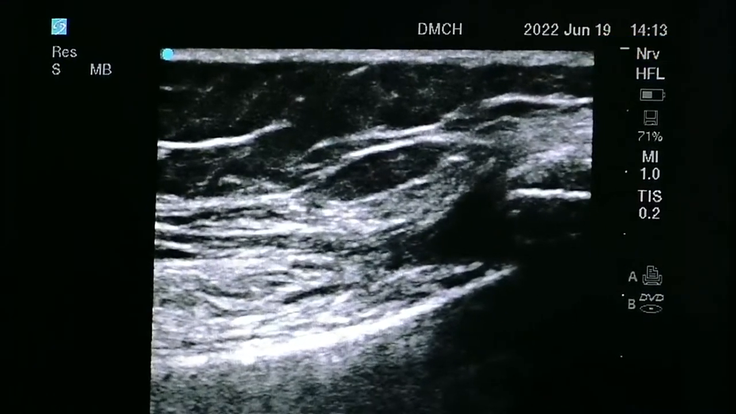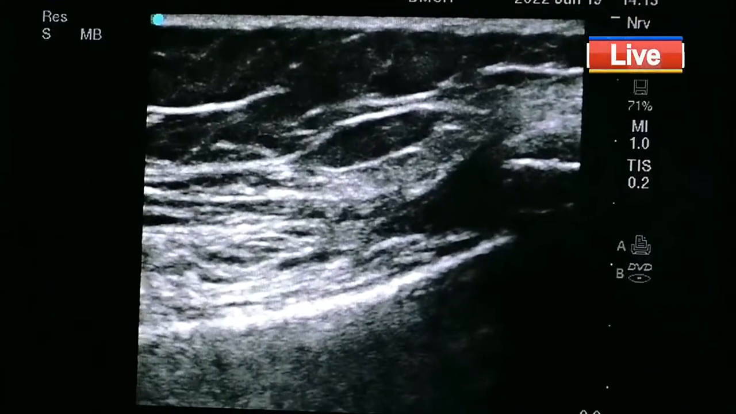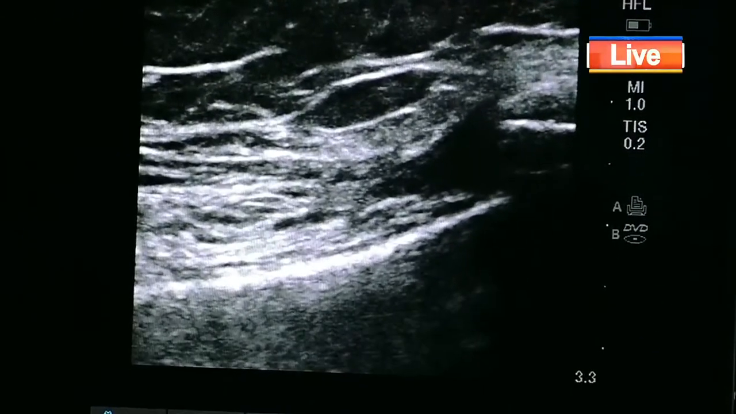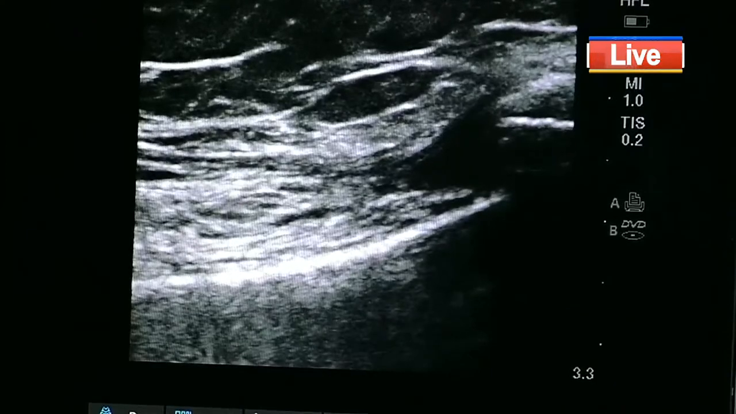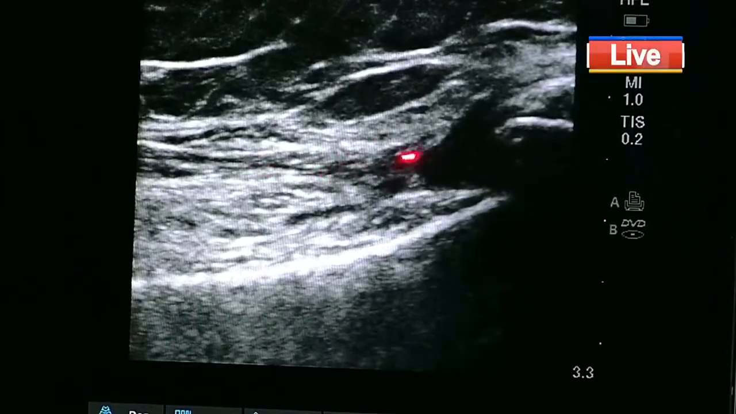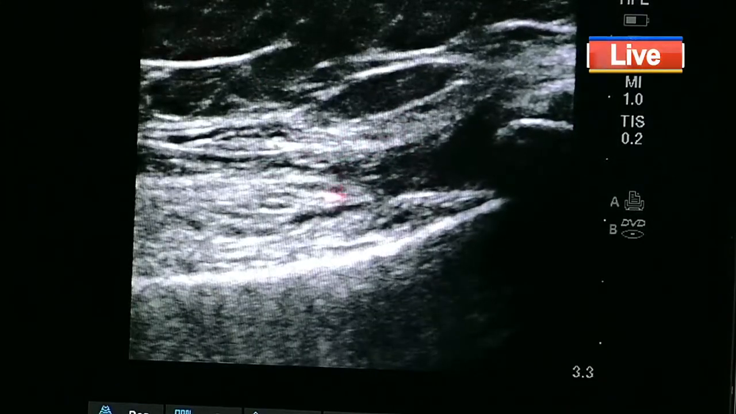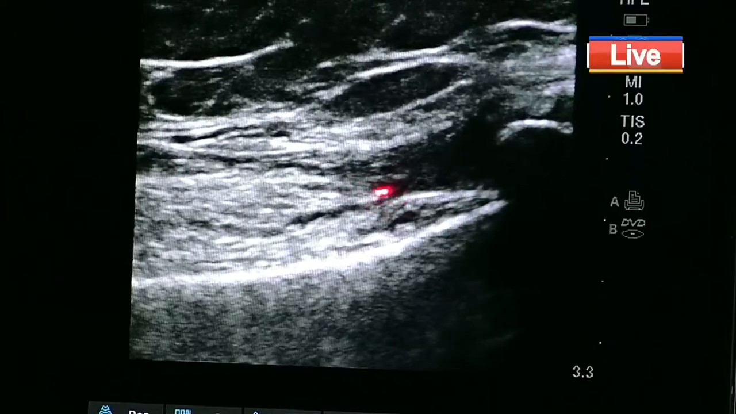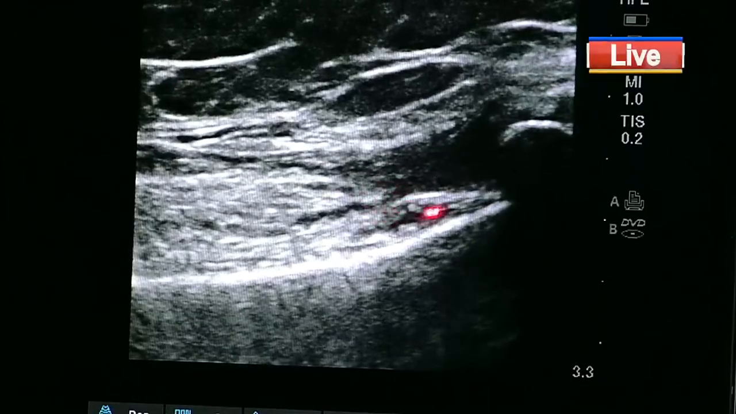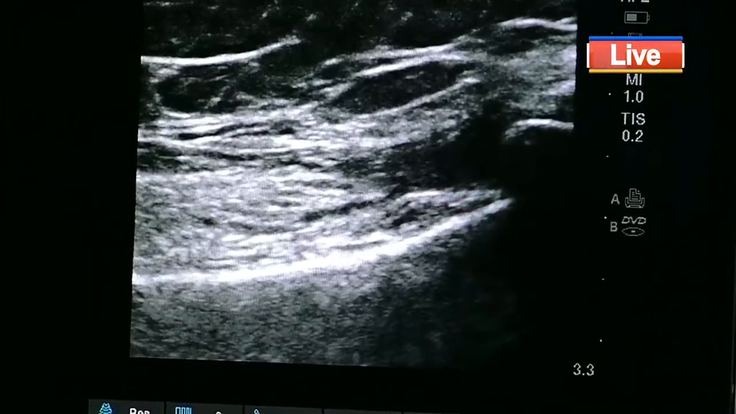Okay, so now you can see this pulsation. Dr. Richa, you have to tell me if you can see it, otherwise I can't proceed. Bang in the middle of the screen. Can you see? No, no, down, near the cortex, near the bone. Yes, slightly right. Focus here. Okay, take the pointer off. Can you see the pulsation now?